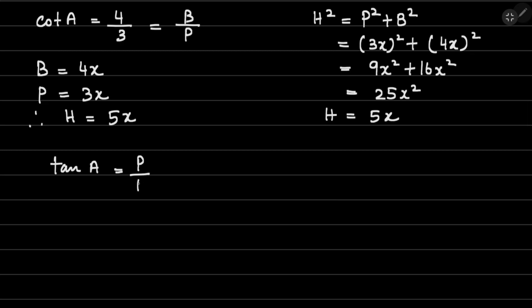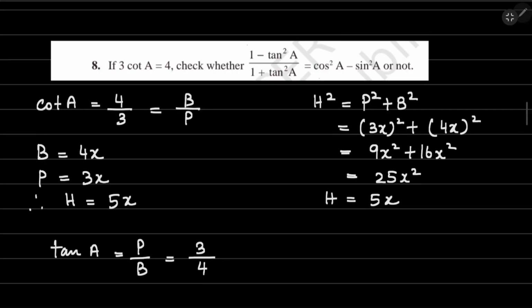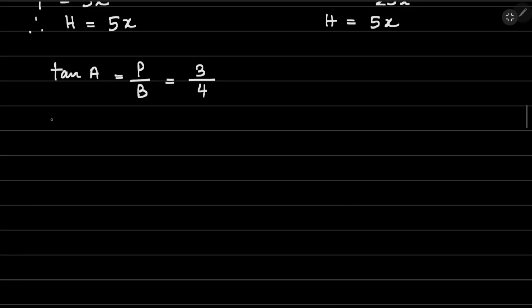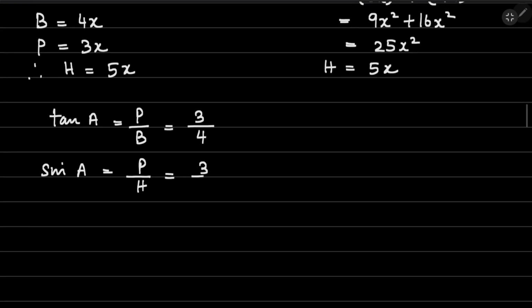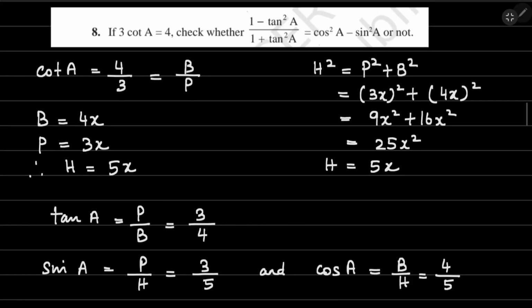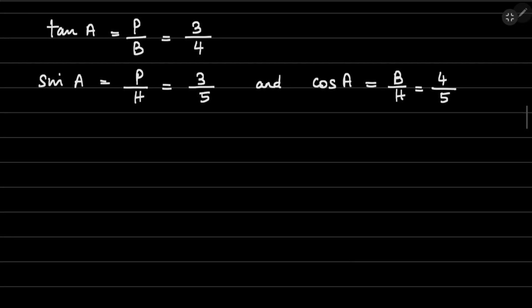It is P by B. That is P is 3, base is 4. Okay, what is the value for cos and sin? So sin A is nothing but P by H, perpendicular by hypotenuse. So 3 by 5. And your cos A is equal to B by H. What is your base? 4 by 5. Right? So let us take our LHS first of all. Let's take only this term, 1 minus tan square A.